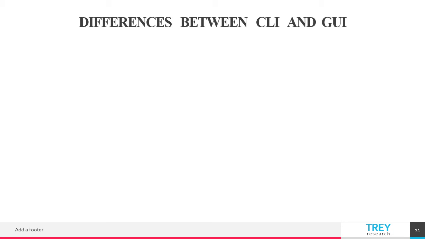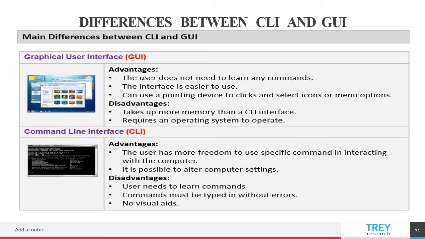So now the differences. The first difference: we use the advantages and also disadvantages to differentiate the two. Under the graphical user interface, we are saying the user does not need to run any commands. While under the command line interface, the user needs to run commands and has more freedom to use specific commands in interacting with the computer. The graphical user interface is easier to use because mostly things are displayed in icon form.